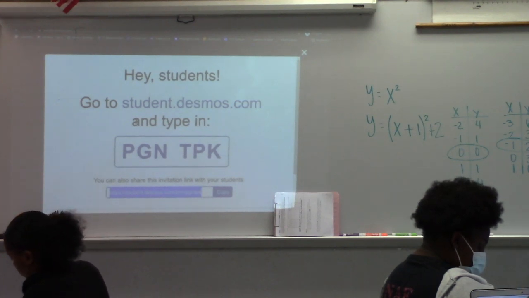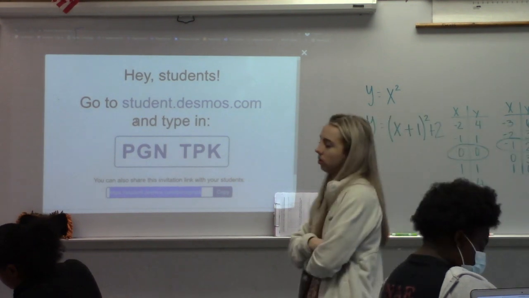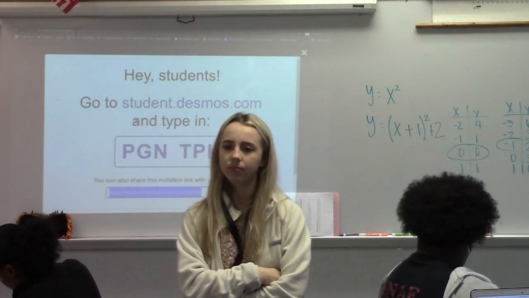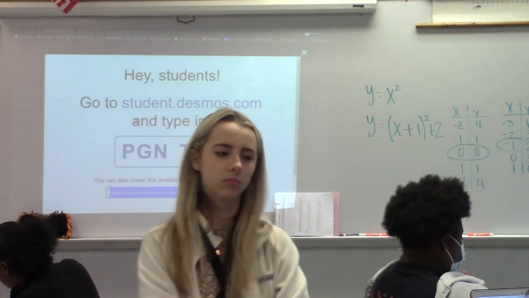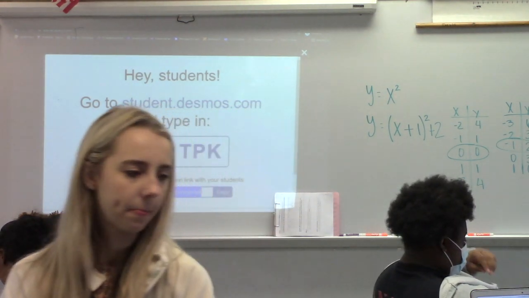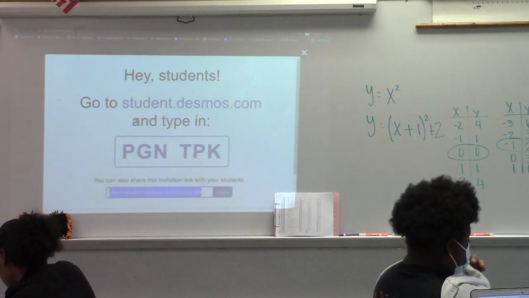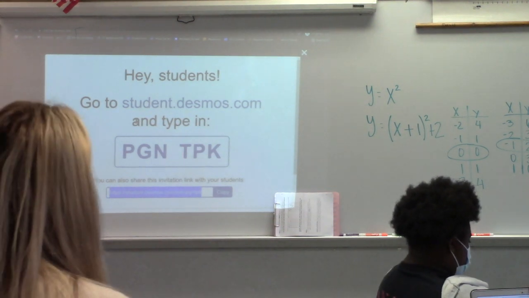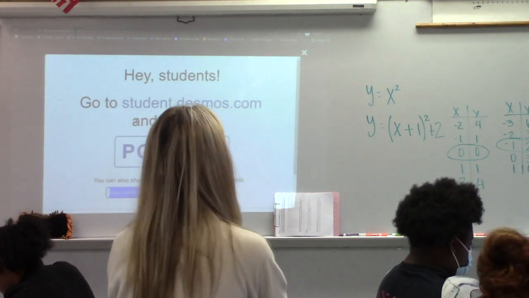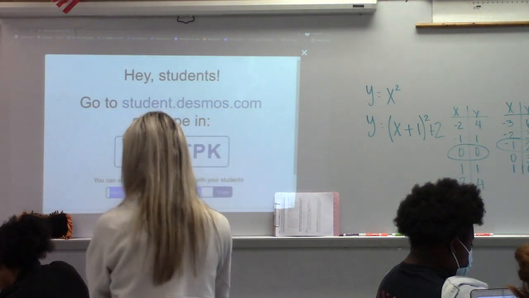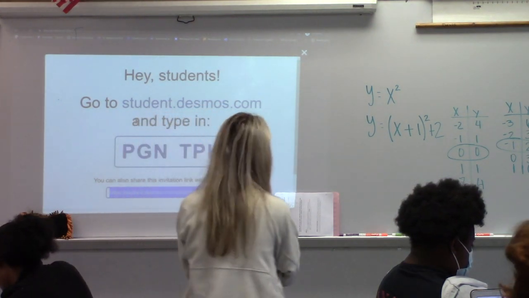But I want you to look at those points again. And I want you to look at the parent function table. Are the y values different or are they the same? You should have the parent function on the previous page. Are those y values the same or are they different? The y values are the same. So did we stretch or do anything to the y?